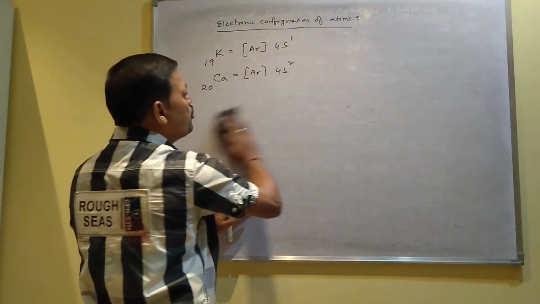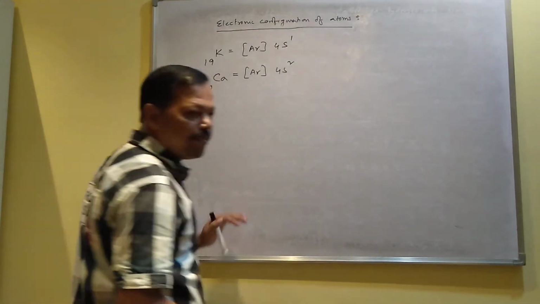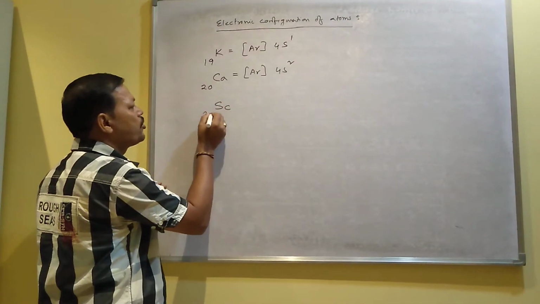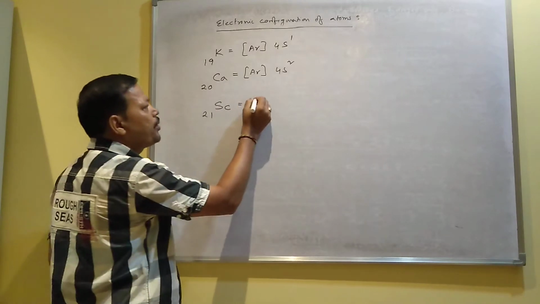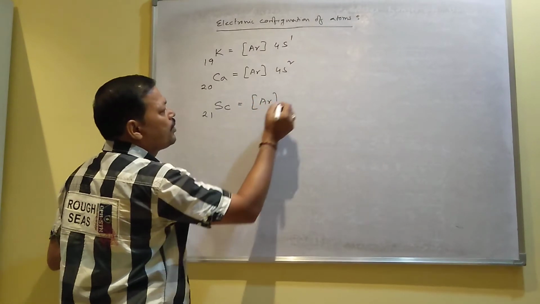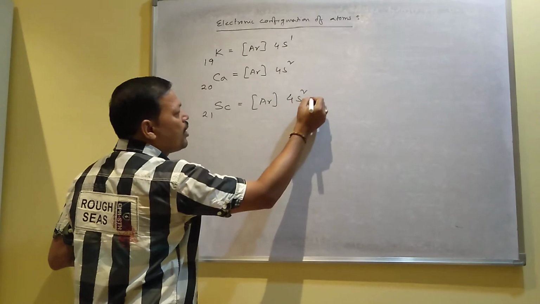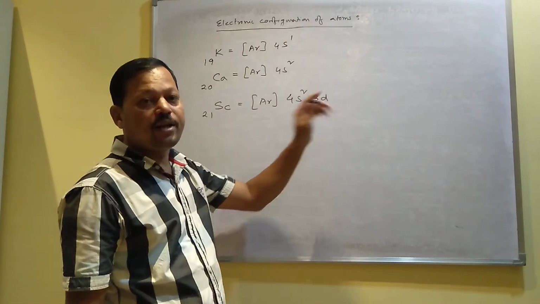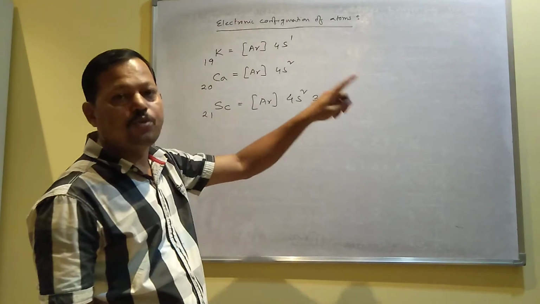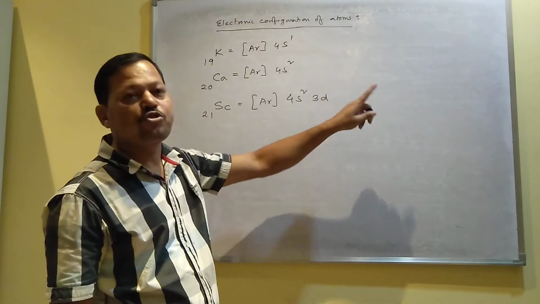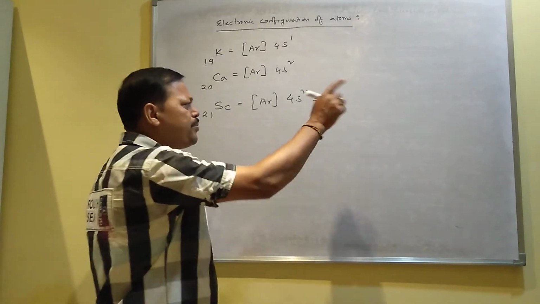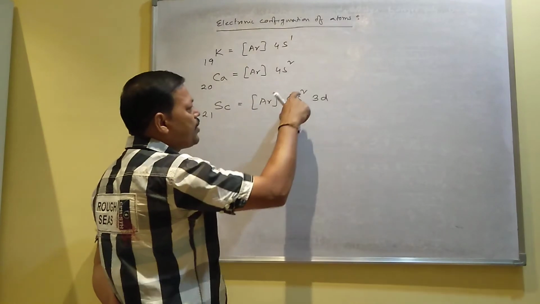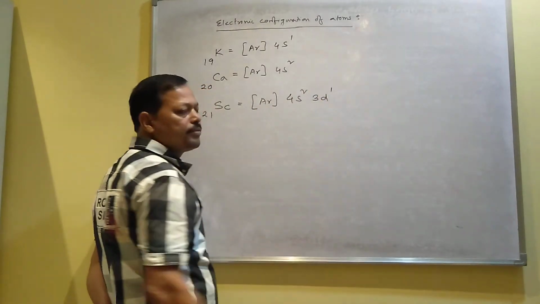So this is up to calcium. After calcium, I think you know that is scandium, 21. So in brackets you can write argon, then 4s2. After that the 3d will come. You know 3d contains how many orbitals? 5 orbitals: 3d xy, 3d yz, 3d zx, 3d x square minus y square, 3d z square. You can break it up or write it this way also. Now 18 plus 2, 20, then 3d1.